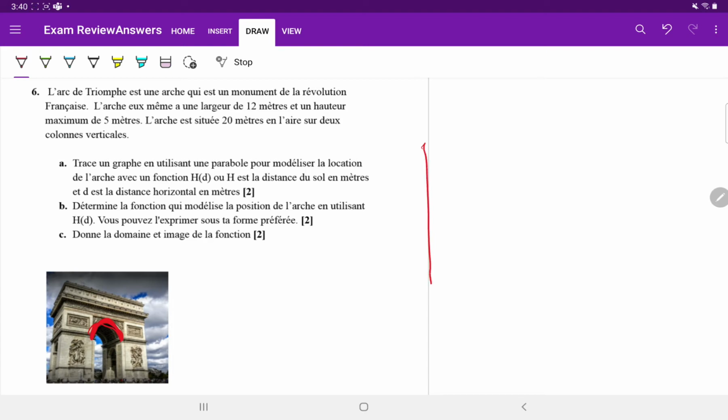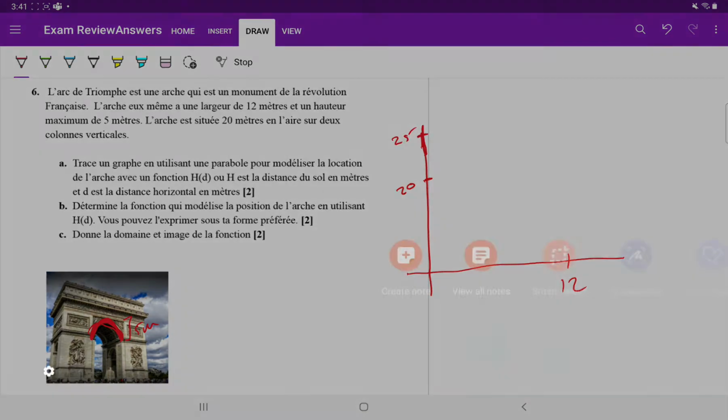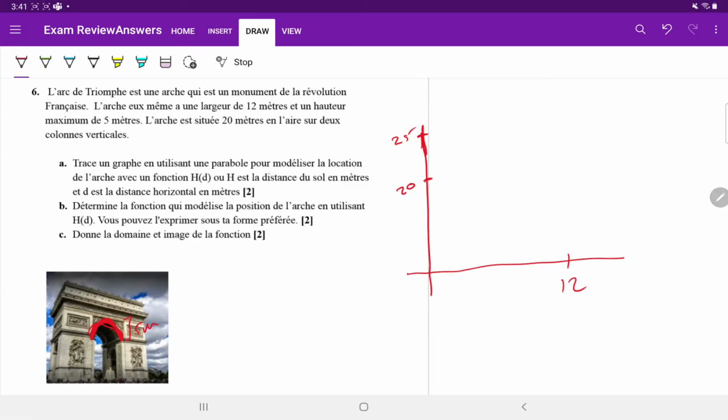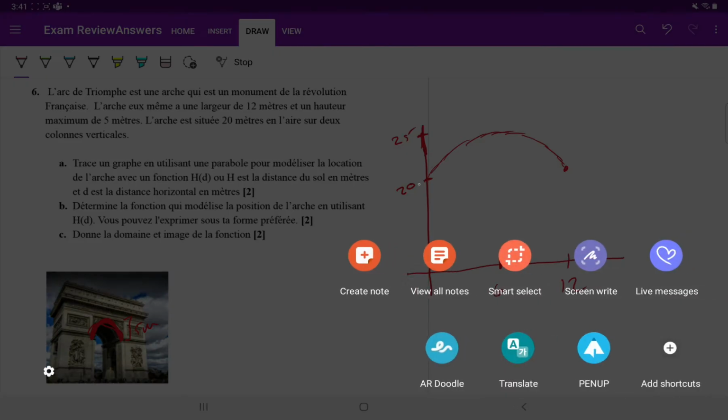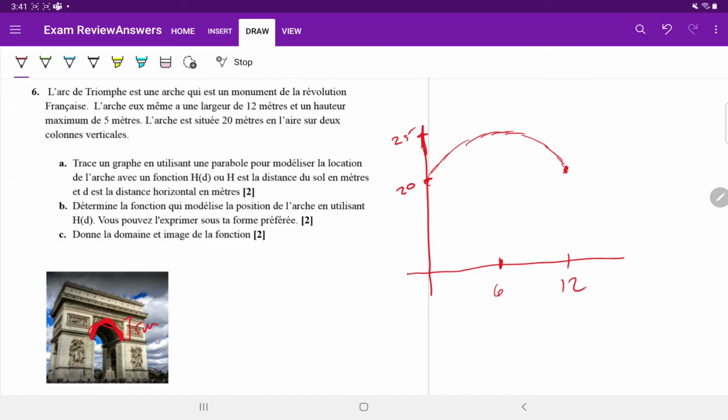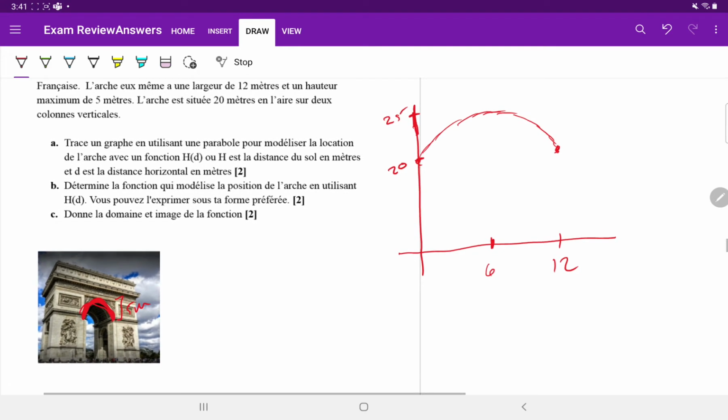I'm just going to draw this in the air. I see that it's 20 meters in the air, so I'll call that 20. It has a width, or a length, of 12 meters, and this part right here is 5 meters above the baseline. So if I'm 20 meters in the air, I'm going to go up to 25. Because I'm going to use a parabola, the apex, the vertex, is going to be at 6. I'll draw a little parabola that looks like this, right in the air.